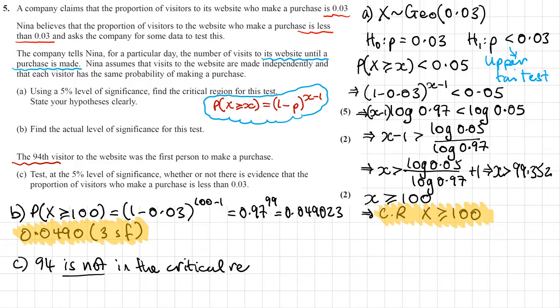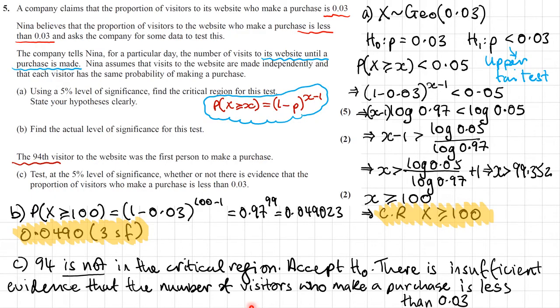When something is not in the critical region, we would accept H0. So finishing with our conclusion, after we accepted H0, there is insufficient evidence that the proportion of visitors who make a purchase is less than 0.03.